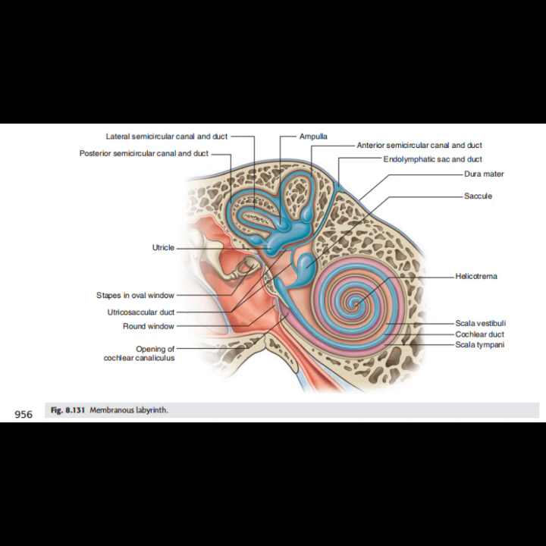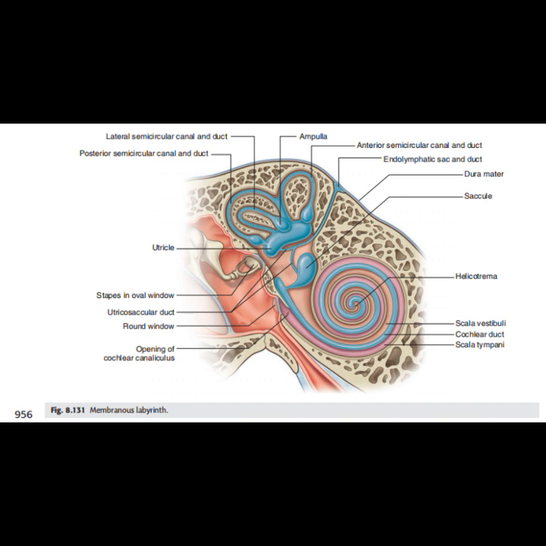Membranous labyrinth. The membranous labyrinth is a continuous system of ducts and sacs within the bony labyrinth. It is filled with endolymph and separated from the periosteum that covers the walls of the bony labyrinth by perilymph. Consisting of two sacs, the utricle and the saccule, and four ducts, the three semicircular ducts and the cochlear duct, the membranous labyrinth has unique functions related to balance and hearing.